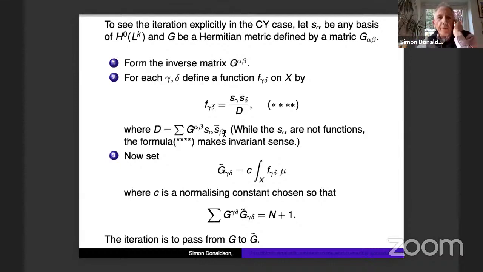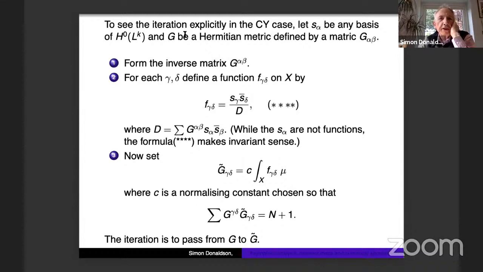So the attraction of this for me is that this iteration is such a simple thing, so that even I can imagine doing it on a computer. So leaving aside all the theory, let's just say explicitly what this means. We'll do it in the Calabi-Yau case.